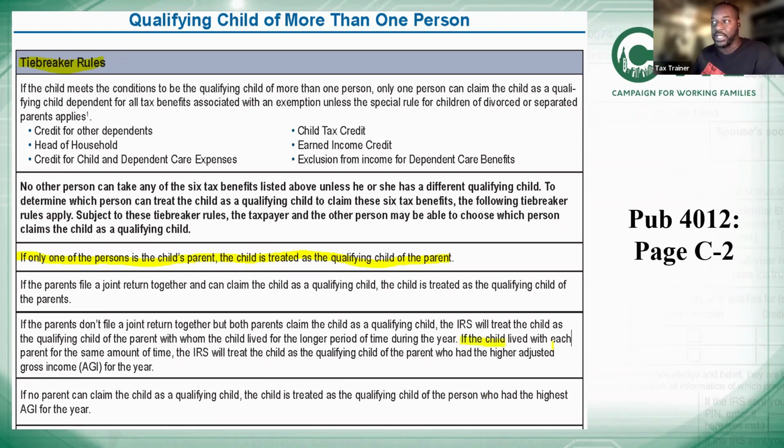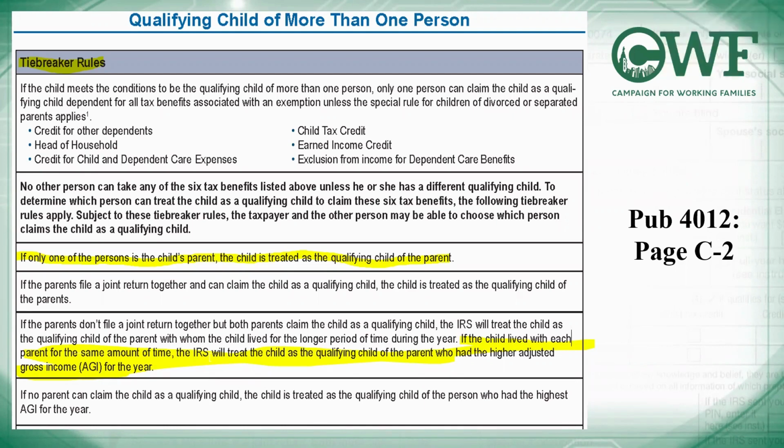Then you go down here, and it says if the child lived with each parent for the same amount of time, then we go to the highest AGI, whoever made the most money. Say you have two non-married people living in a household with a kid, arguing over who's going to claim them. The person would say, I made the most money, I'm claiming this kid. The IRS likes that too, because the more money I make, the fewer credits I'm going to get. But with a grandparent, it goes to the actual parent, not the grandparent. The child's parent gets first dibs. The parent doesn't have to claim, but they get first dibs.